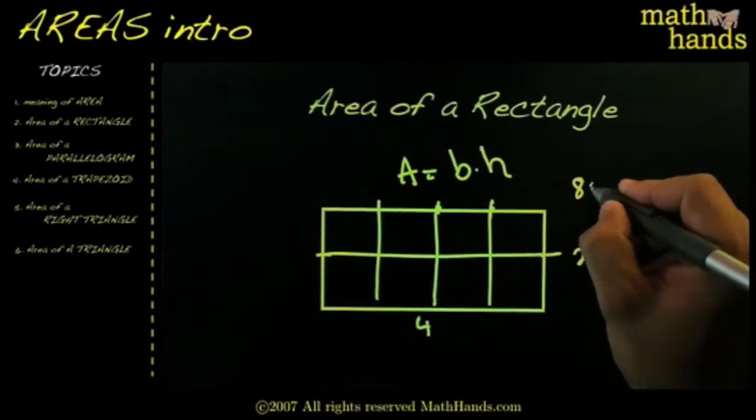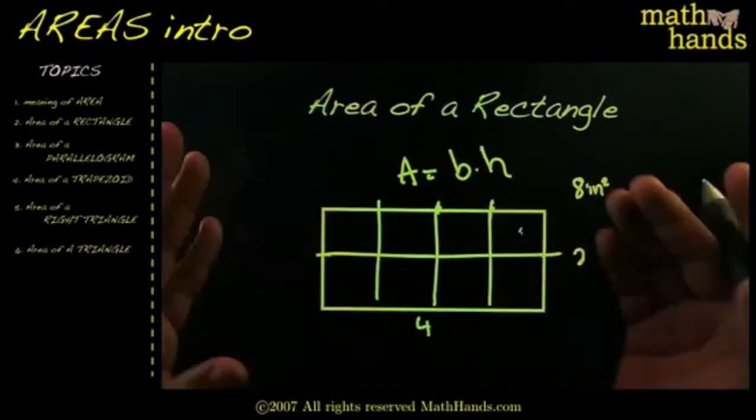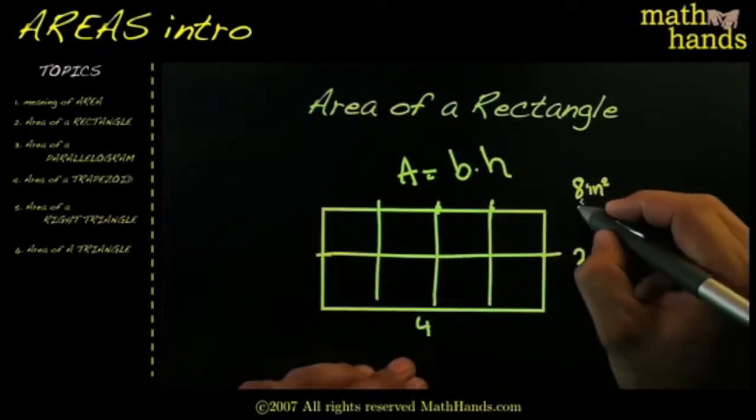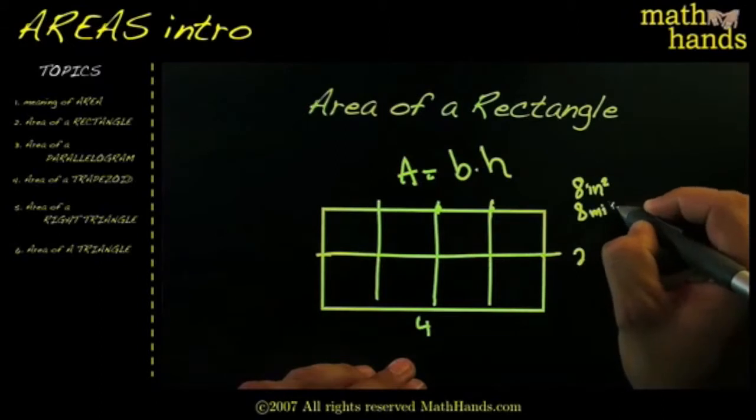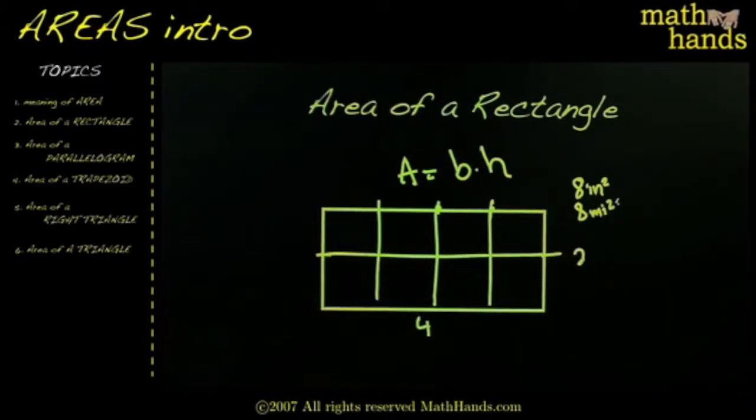Maybe written like this, 8 inches with a little square. If this was a city and you were talking about miles, maybe you would call them 8 square miles and whatnot. Anyways, that's the area of a rectangle. That's probably what you're used to seeing.